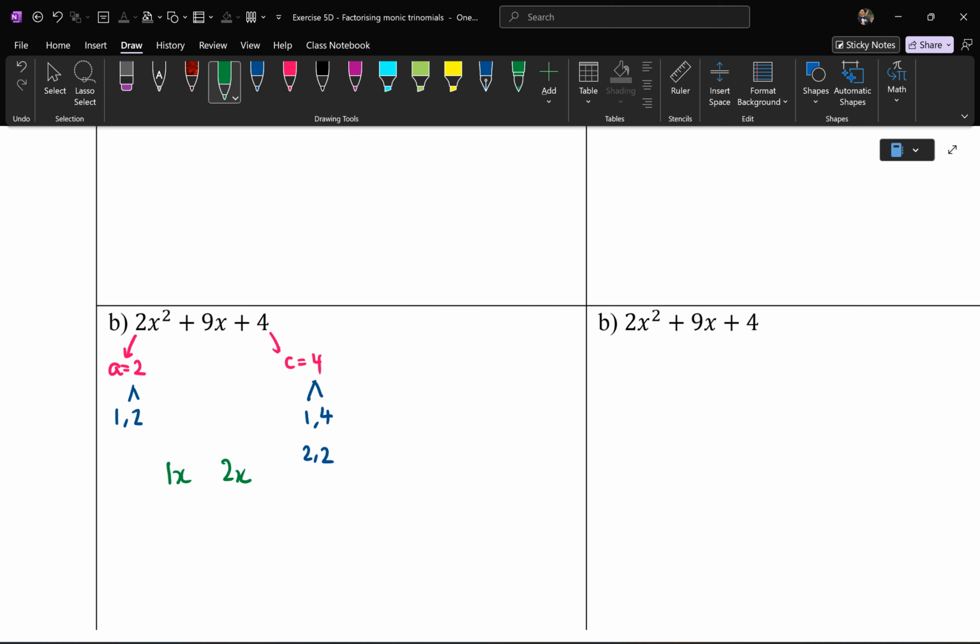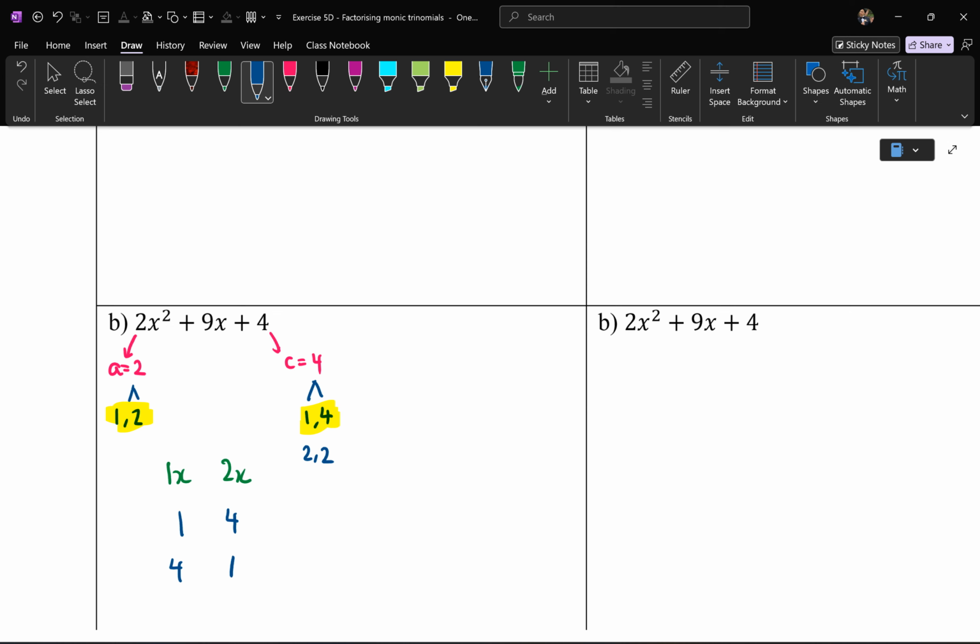So here, I would have likely chosen this pairing. That means I would have chosen a 1 and a 4. But the question is, where do I put the 1 and the 4? This is when it matters. With monic, it didn't matter because both of them were 1s. Now it does. If I do a cross method, 2 will be paired with a 1, and then 1 will be paired with 4. That's why the order does matter.